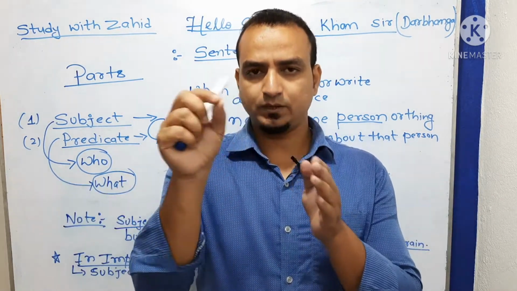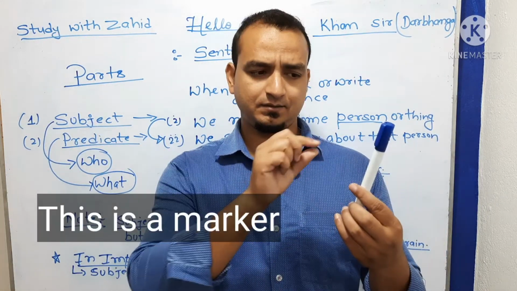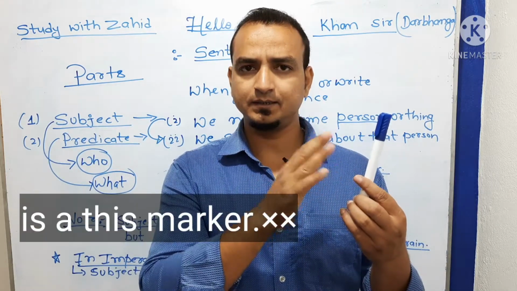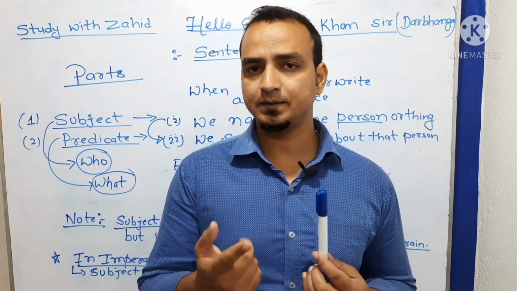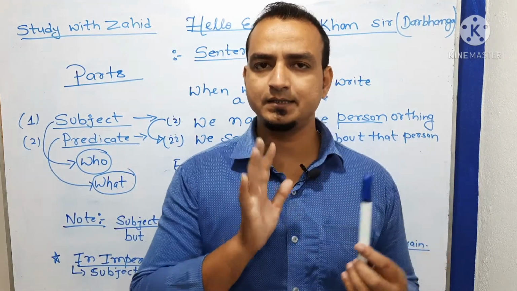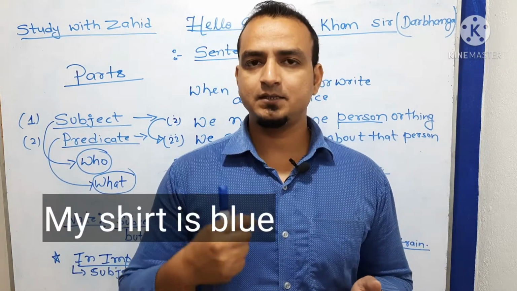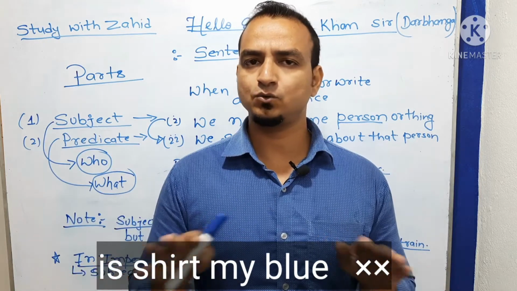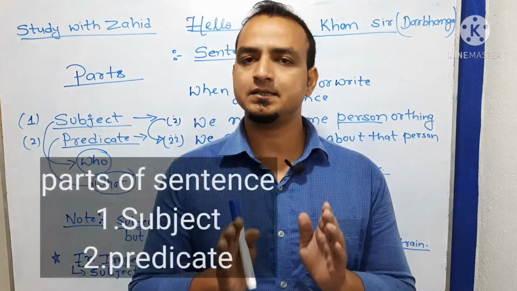And some examples also. So this is a marker. If I say "this marker", it doesn't make any sense, but "this is a marker" makes some sense. So "this is a marker" is a sentence. "My shirt is blue." "Is shirt my blue?" This doesn't make any sense, so this is not a sentence. "My shirt is blue." This is a sentence.